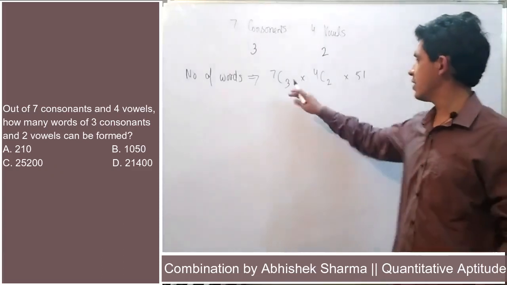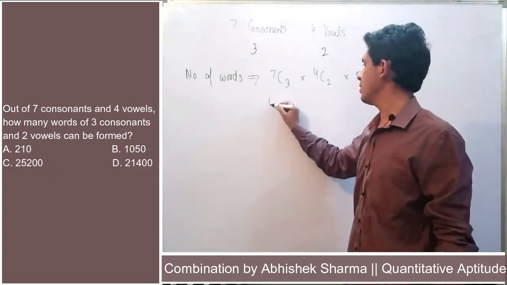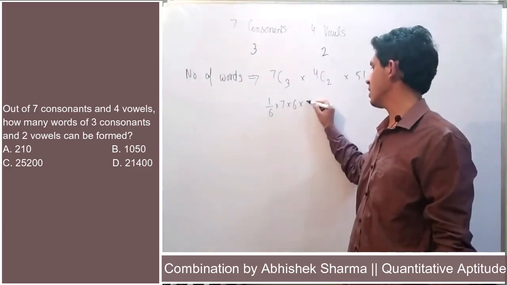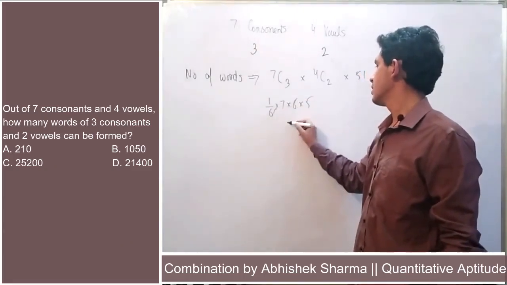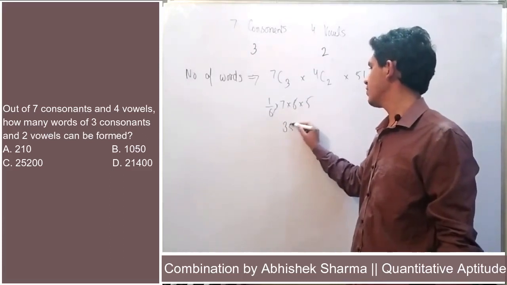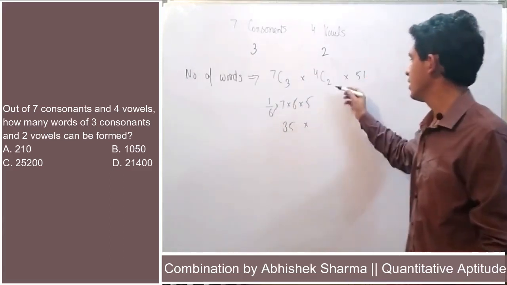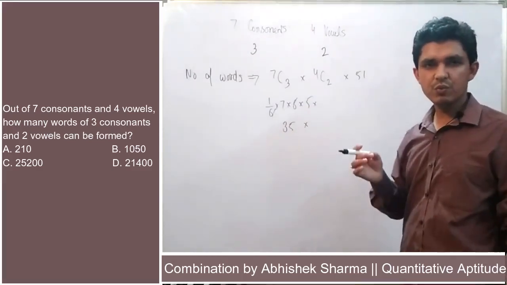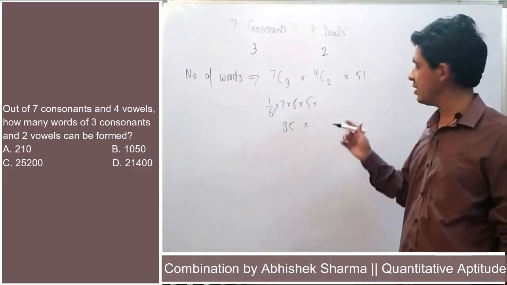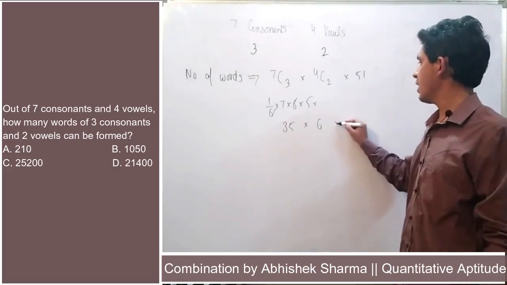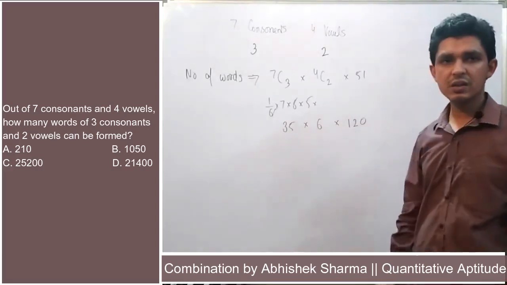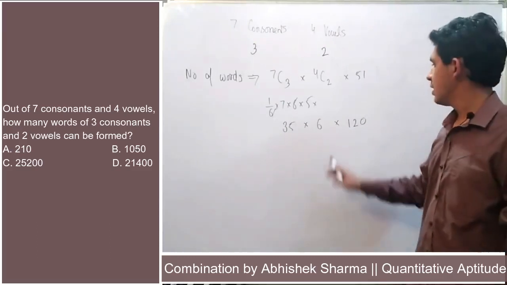This will be 6C3, which is equal to 1 by 6 multiplied by 7 multiplied by 6 multiplied by 5, 35, and multiplied by the value of 4C2, this will be 1 by 2 multiplied by 4 multiplied by 3, that is 6, and multiplied by factorial 5, that means the value will be 120, right?